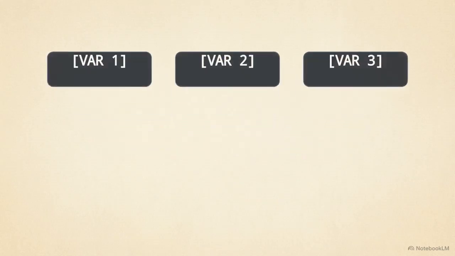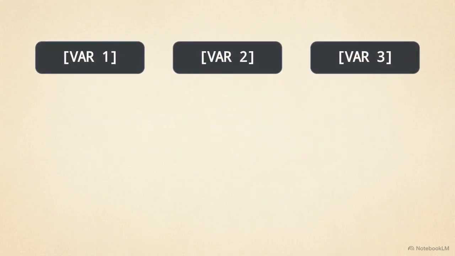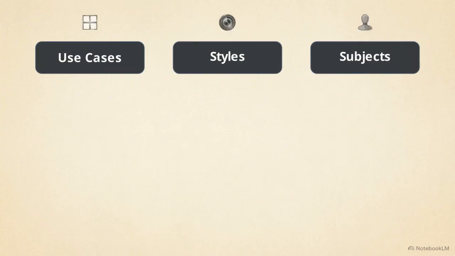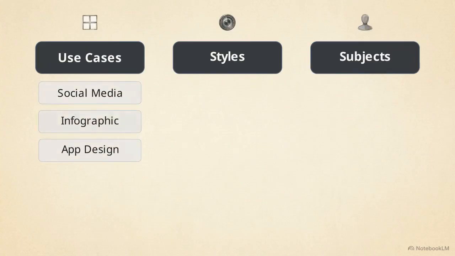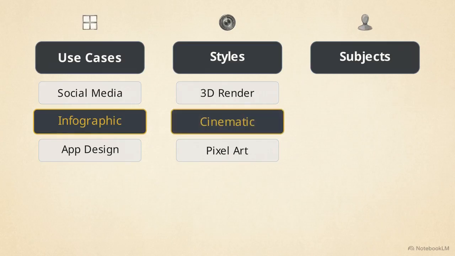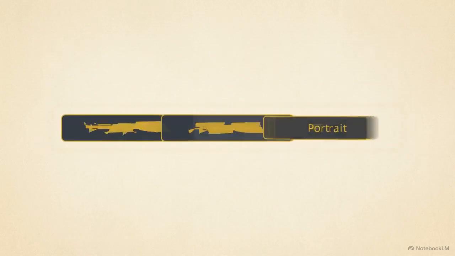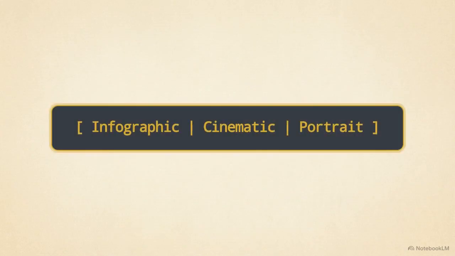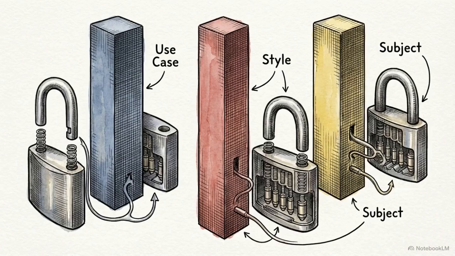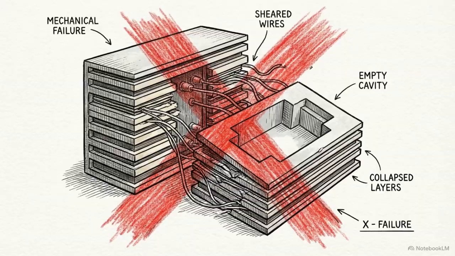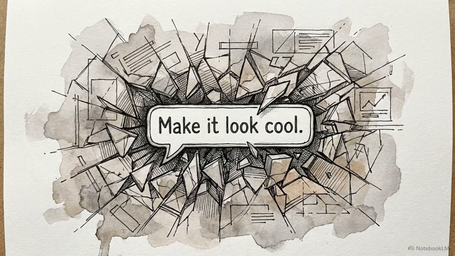To build a reliable template, we start with 3 foundational pillars: use cases, styles, and subjects. Under use cases, we select the infographic format. Next, we lock in cinematic from styles and portrait from subjects, merging them into a single unified block. Locking in these specific structural categories right at the start prevents the AI from filling in the blanks with its own generic bias. Conversational language is too imprecise for complex multimodal models.